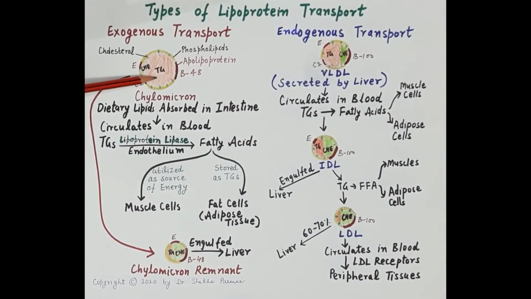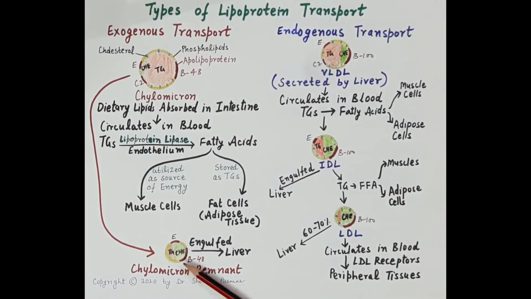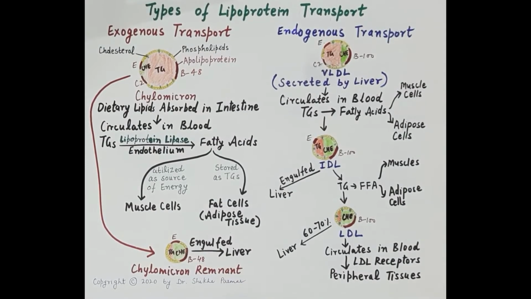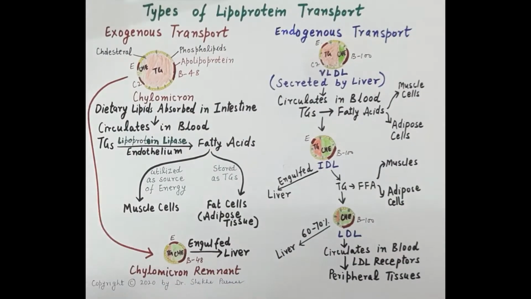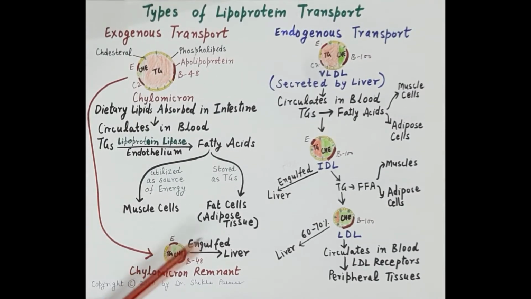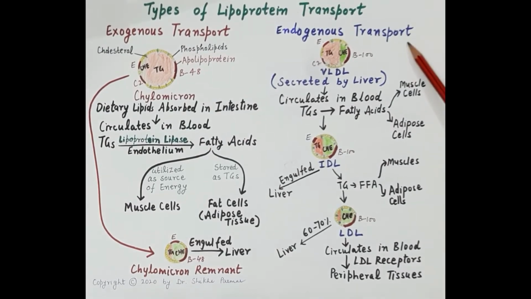Since the triglycerides of chylomicrons have been broken down, this chylomicron remnant contains mainly cholesterol ester, as shown here in the green color, and a small amount of triglycerides, as shown in the red color. And these chylomicron remnants are engulfed by the liver. This is how chylomicrons circulate in the body, provide energy to the muscle cells, and provide triglycerides to the adipose tissue. Now let's talk about the endogenous transport.